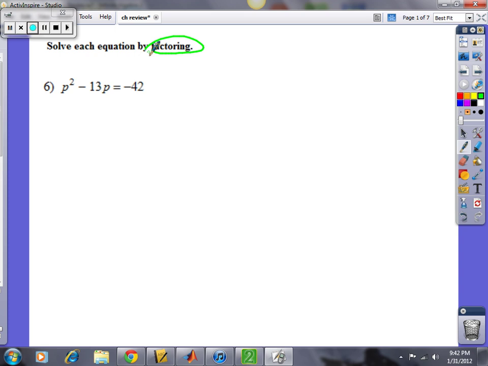So number 6, if you get all your terms on the same side, so if you move that to the left side for your move number 1, you have p squared minus 13p plus 42 equals 0. So if you're staring at that, hopefully this can be factored without too much effort on your part. You've done hundreds of these.